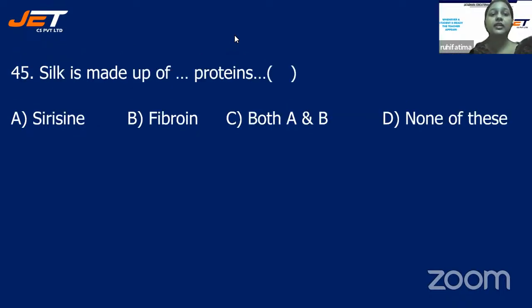Let's move to the next question. Here we have silk is made up of dash proteins. Very important. It's sericin, fibroin, both A and B, or none of these. Okay, let's see the correct answer. The correct answer is both A and B, that is sericin and fibroin. These are the two proteins that silk is made up of.